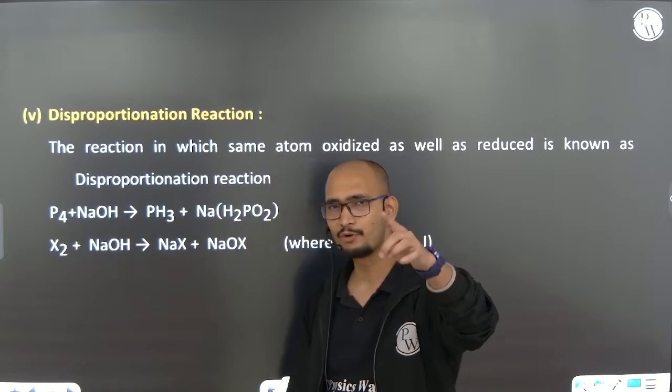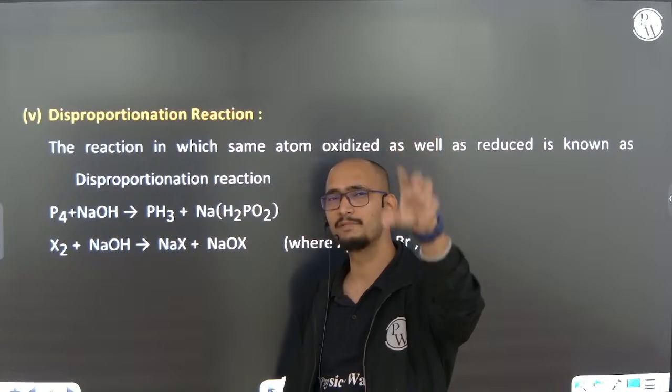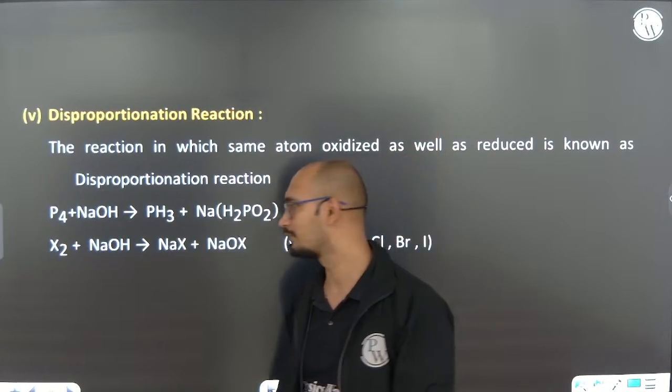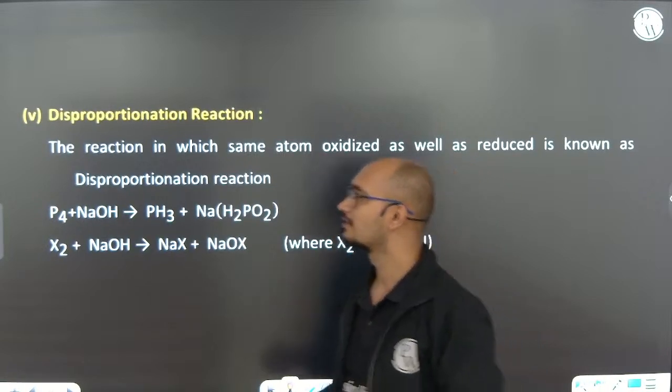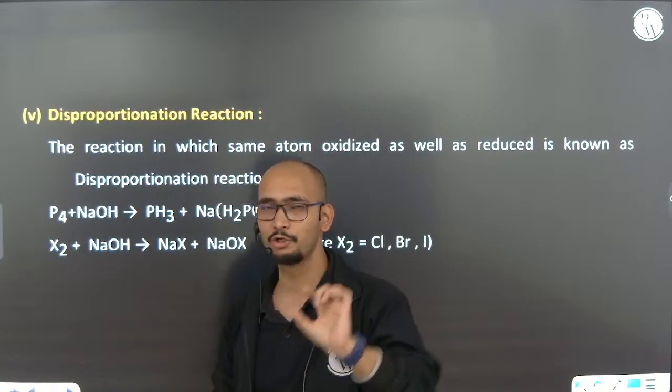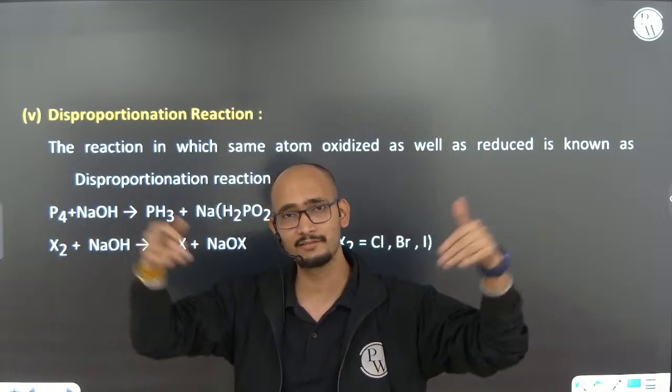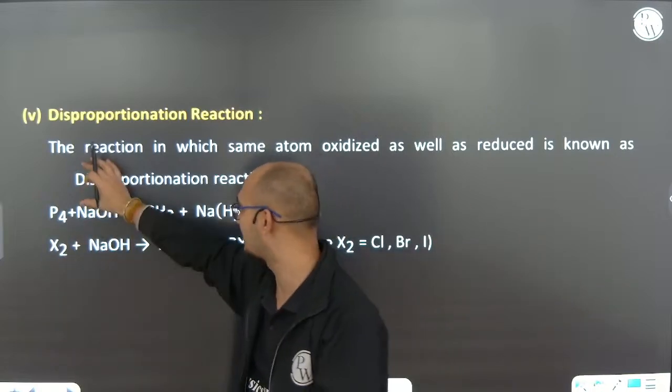I hope you know something about the electrochemical series. Yes or no? We'll talk about that in this session only. Disproportionation reaction: the reaction in which one atom is going to be oxidized as well as reduced in the same molecule. Can you see that?